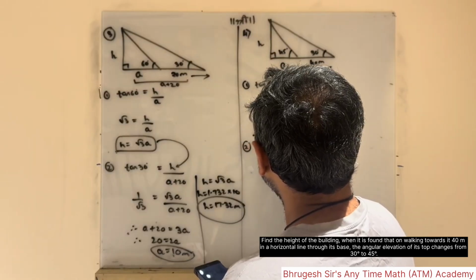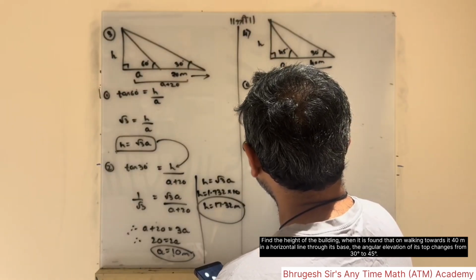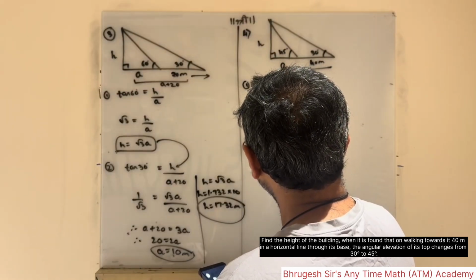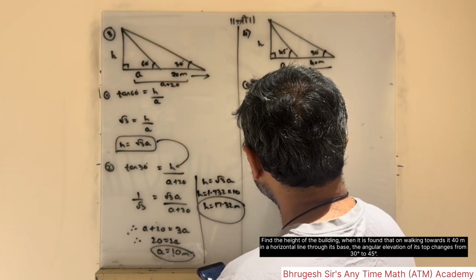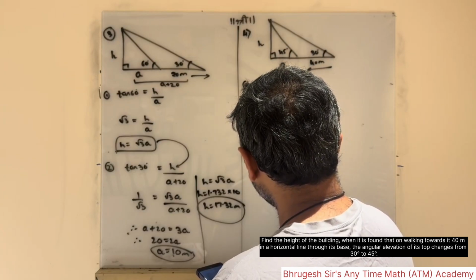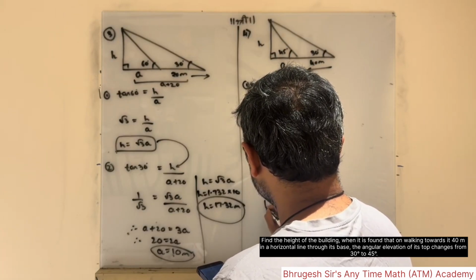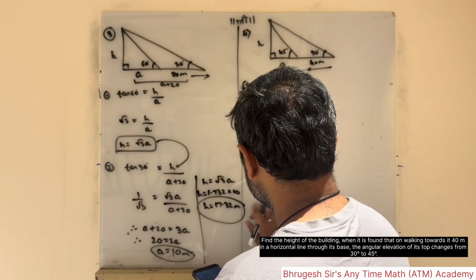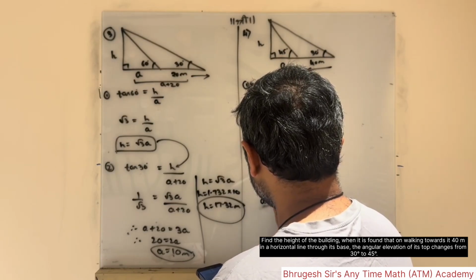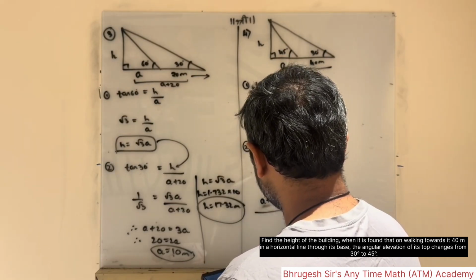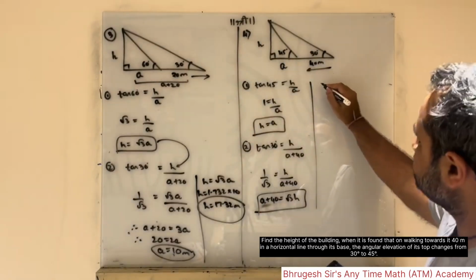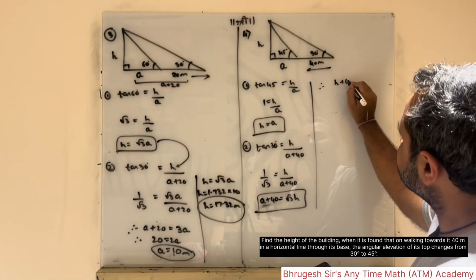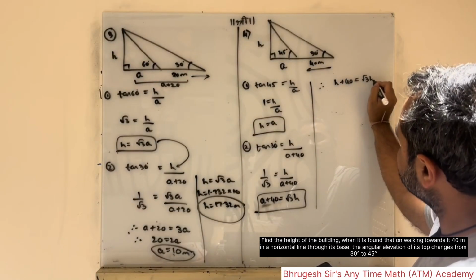Second, tan 30 degrees is equals to h upon a plus 40. 1 by root 3 is equals to h upon a plus 40. Root 3 times h, a plus 40 is equals to root 3h. Substitute कर लो बेटा. So h plus 40 is equals to root 3h.